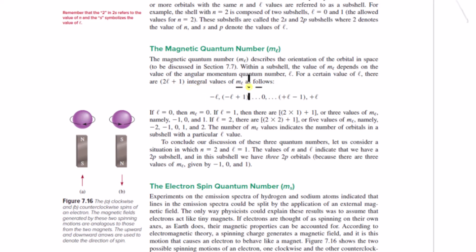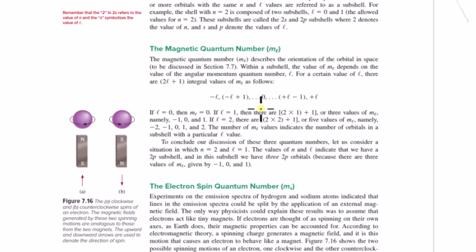Then the possible M sub L values are centered around 0. If L is equal to 0, you have just 1 M sub L value. It's going to be 0. If L is equal to 1, so 2L + 1 is 3, then you have 3 M sub L values: -1, 0, 1. If L is equal to 2, then 2 times 2 is 4, plus 1 is 5. 5 M sub L values, which are -2, -1, 0, 1, and 2.